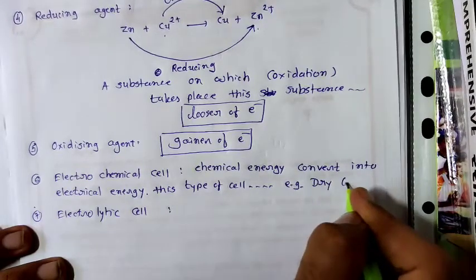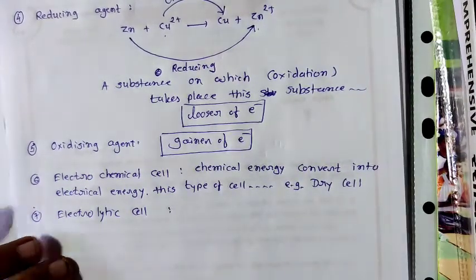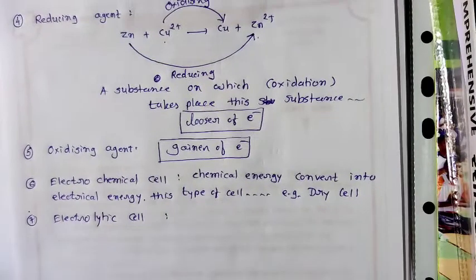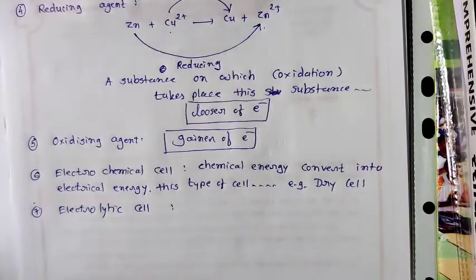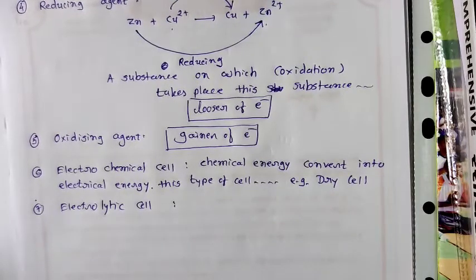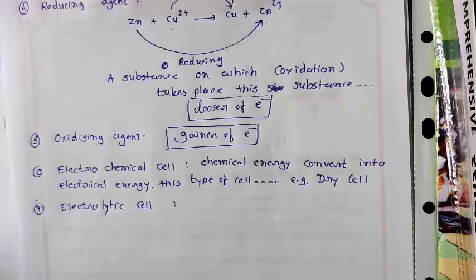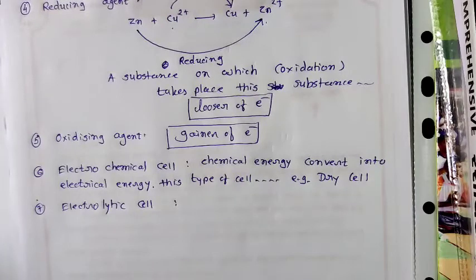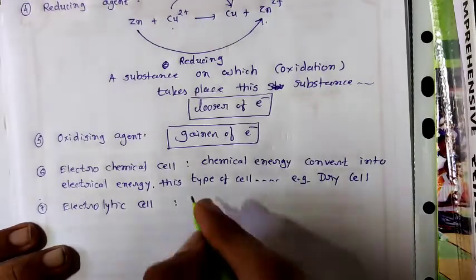Just for example, a dry cell or pencil cell. Dear students, we know that a pencil cell is used in wall clocks, in batteries, in radios, and tape recorders also. But the important point in a dry cell or pencil cell is that we add chemicals in the dry cell and they convert into electricity. So when current is generated, this type of cell is known as an electrochemical cell.